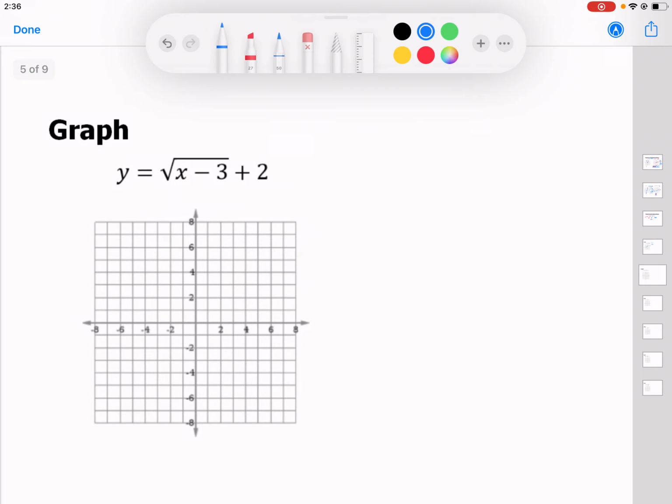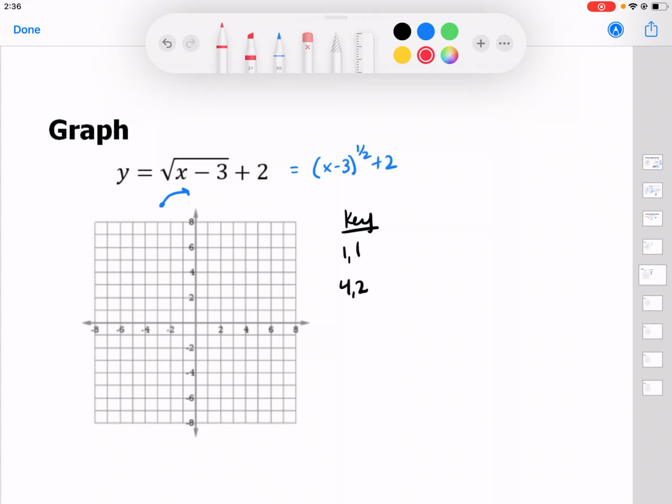Okay, let's do another one. This one's a square root graph. And a reminder, this would be the same thing as x minus 3 to the 1/2 plus 2. They mean the same thing. So if you're a key point person, you're going to use 1, 1, and 4, 2. 0, 0 as well, but we'll use that anyway.